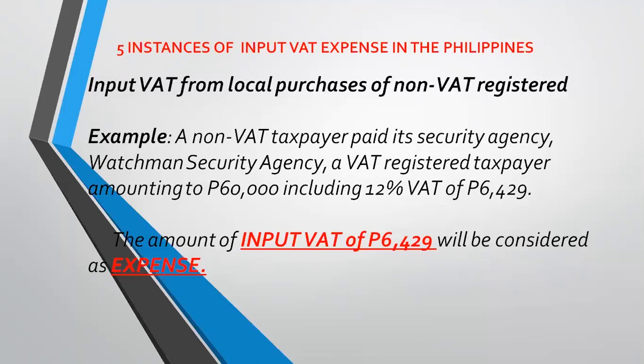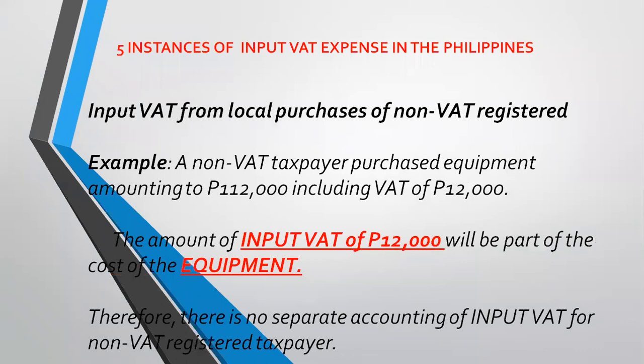So if you are a non-VAT taxpayer and you receive an input VAT from your purchases, such input VAT will either be part of the expense or part of the asset acquired. Another example, purchase of equipment of a non-VAT taxpayer amounting to 112,000 including VAT of 12%. So the 12% input VAT will be part of the cost of the equipment. Therefore, there is no separate accounting of input VAT for a non-VAT registered taxpayer. There is no separate recording of input VAT for a non-VAT registered taxpayer. Let's proceed.